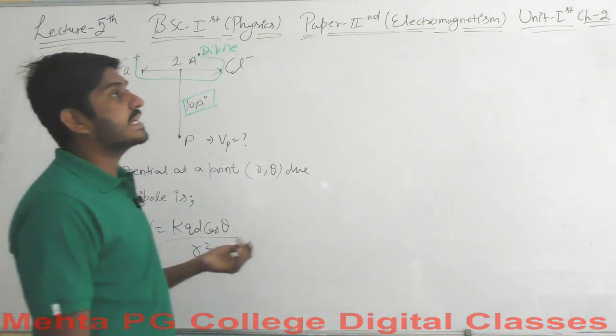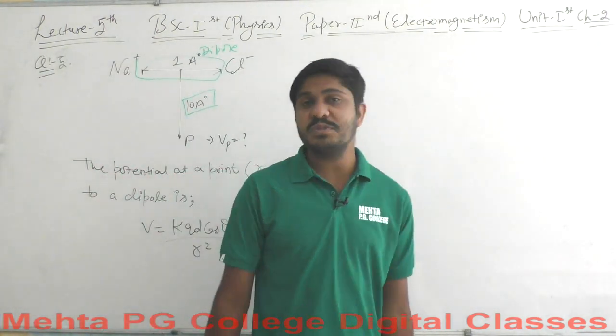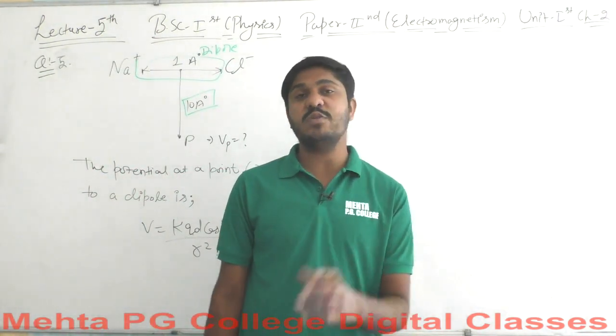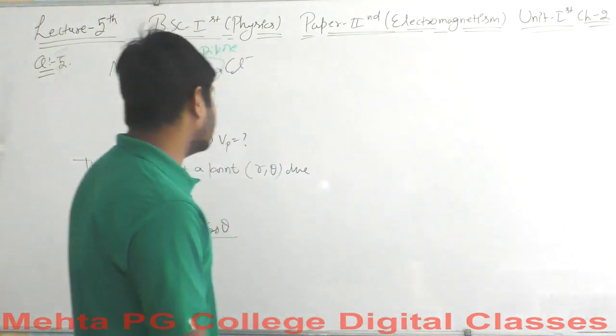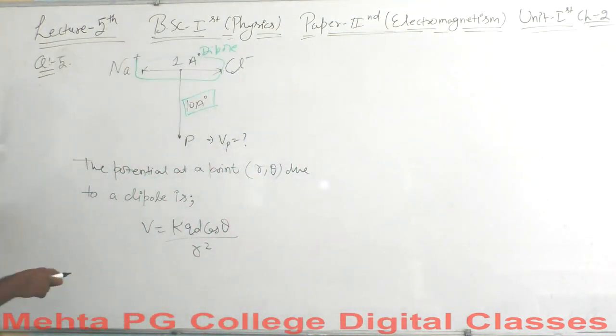As you remember, for the maximum potential, theta must be equal to 0, but for the minimum potential, theta could be equal to 90 degrees here. Okay, this is the value of potential.